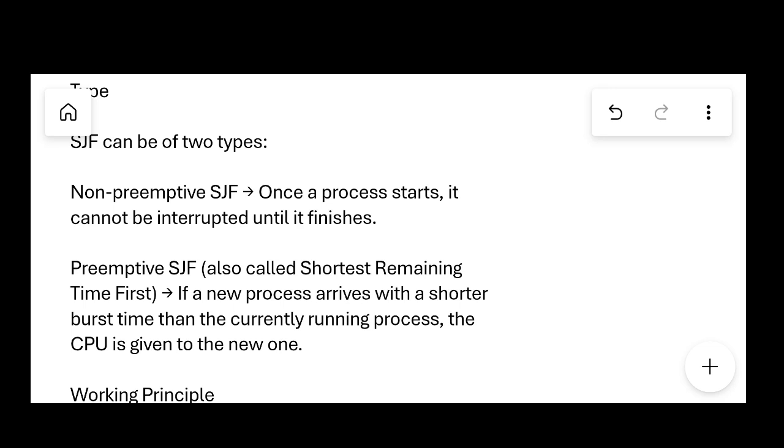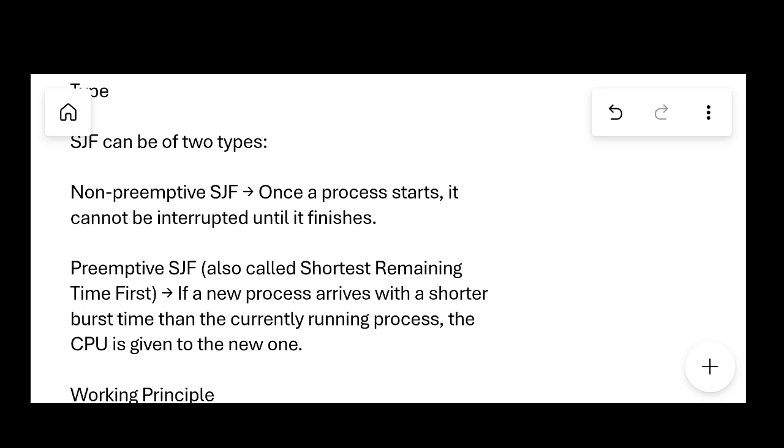In non-preemptive SJF, once a process starts execution, it cannot be stopped until it finishes. This is like saying once the doctor starts treatment, they cannot leave the patient in between. And in preemptive SJF, also called shortest remaining time, if a new process arrives with a smaller burst time than the currently running process, the CPU is taken away and given to the new one. This is like a doctor leaving a long treatment midway if suddenly a patient arrives who can be treated in just 5 minutes.